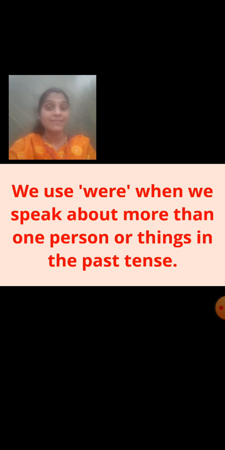We have already seen the sentences: the birds were flying in the sky. The kids were playing outside. Yes or no? So were is used when we are talking about more than one person or thing. Okay? So let's see some sentences related to this. Are you all ready? First we'll see one easy example. Okay?